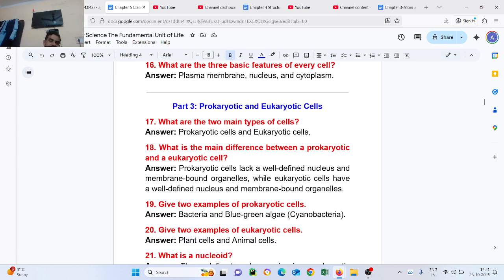Question number 18. What is the main difference between a prokaryotic and eukaryotic cell? Prokaryotic cells lack a well-defined nucleus and membrane bound organelles, while eukaryotic cells have a well-defined nucleus and membrane bound organelles.